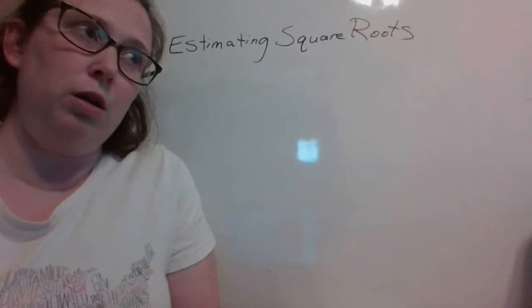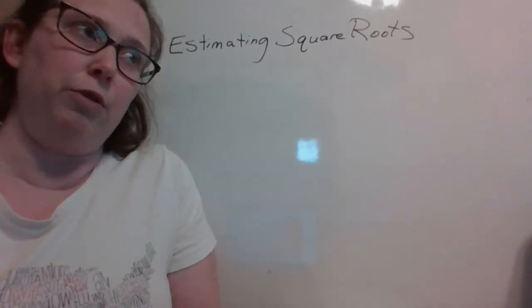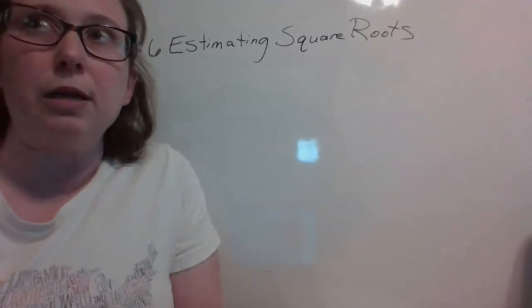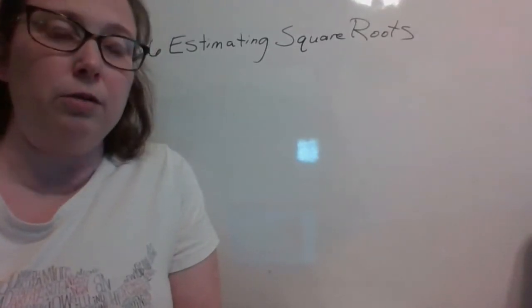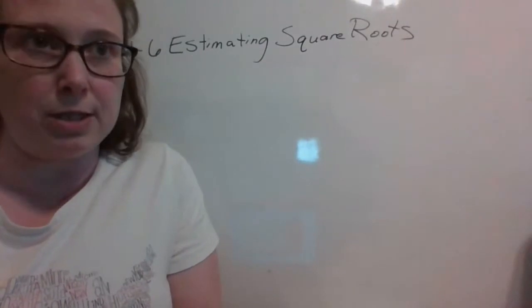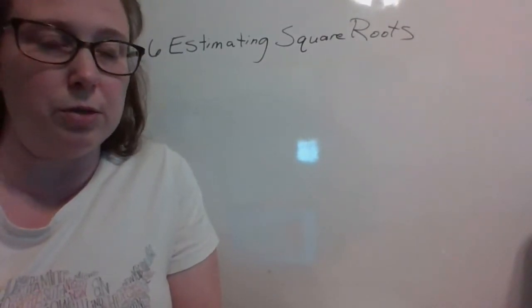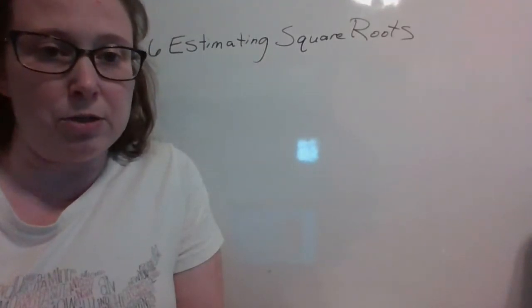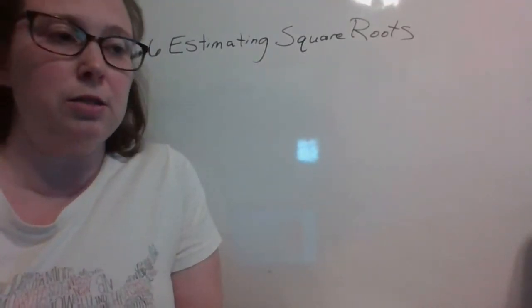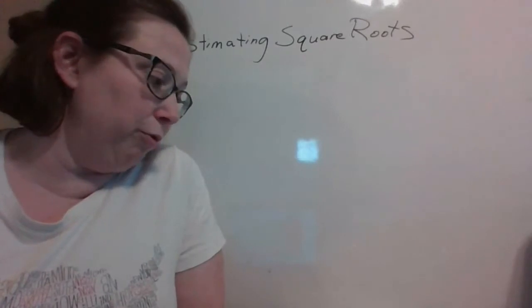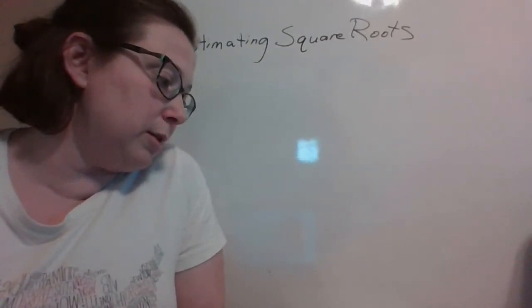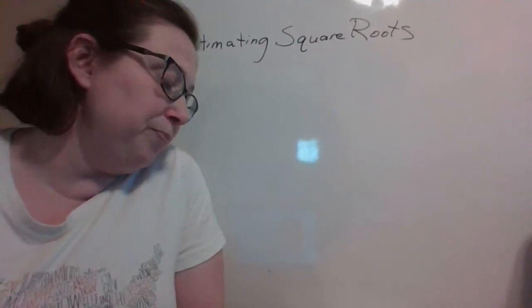Those are the square roots of a whole number squared, like say, the square root of 16 would be 4, which is 4 times 4. The square root of 25 would be 5, the square root of 36 is 6, and so on and so forth. The first example here says estimating square roots of numbers.